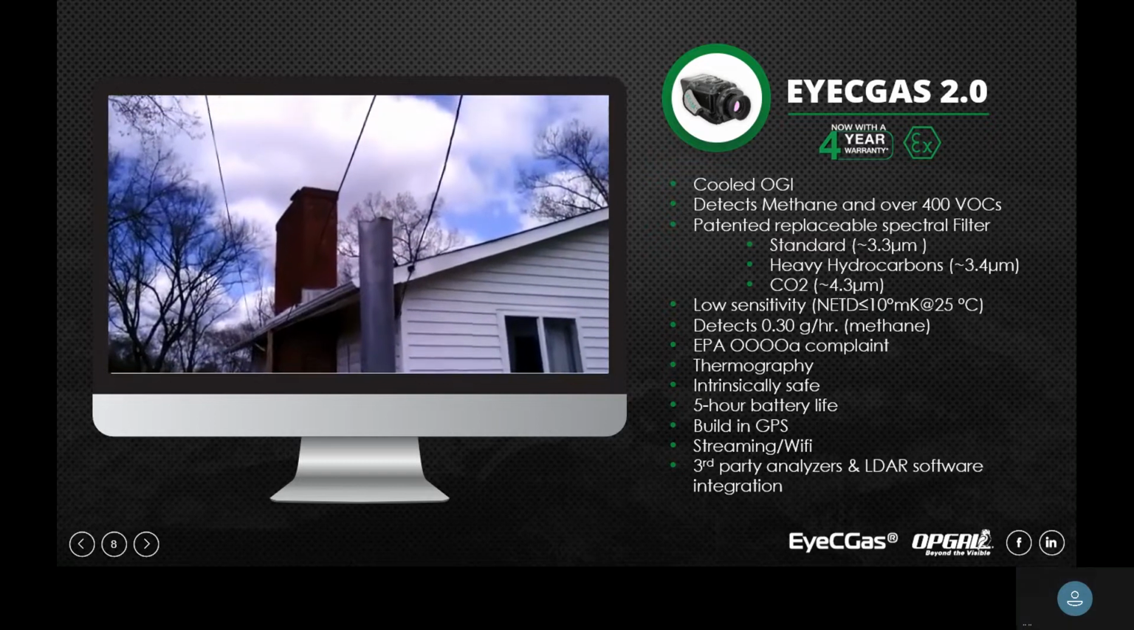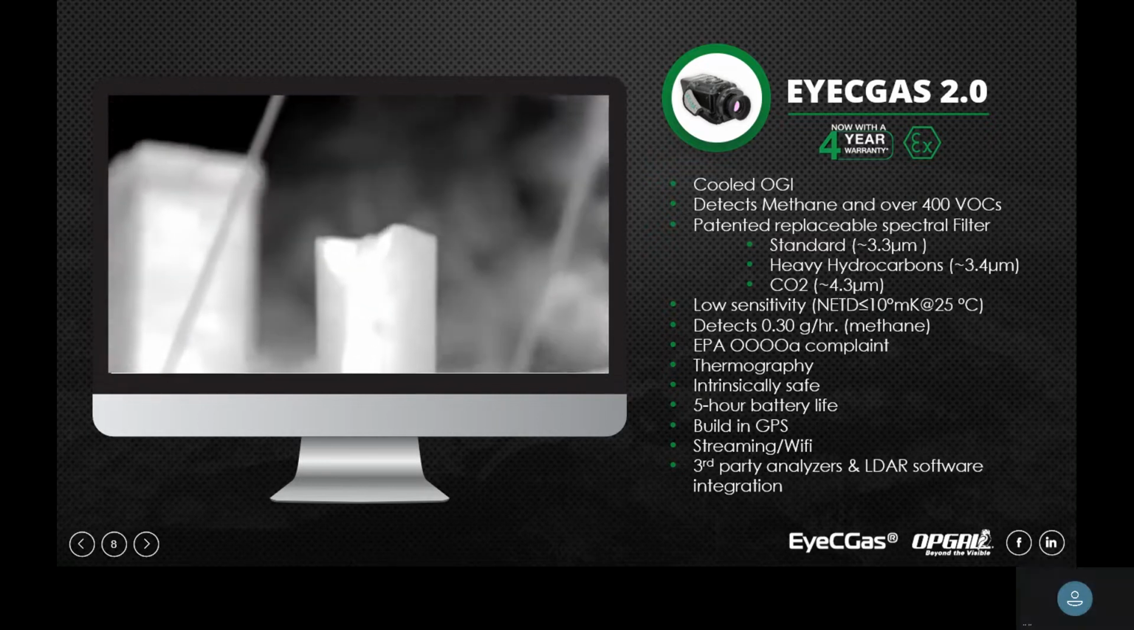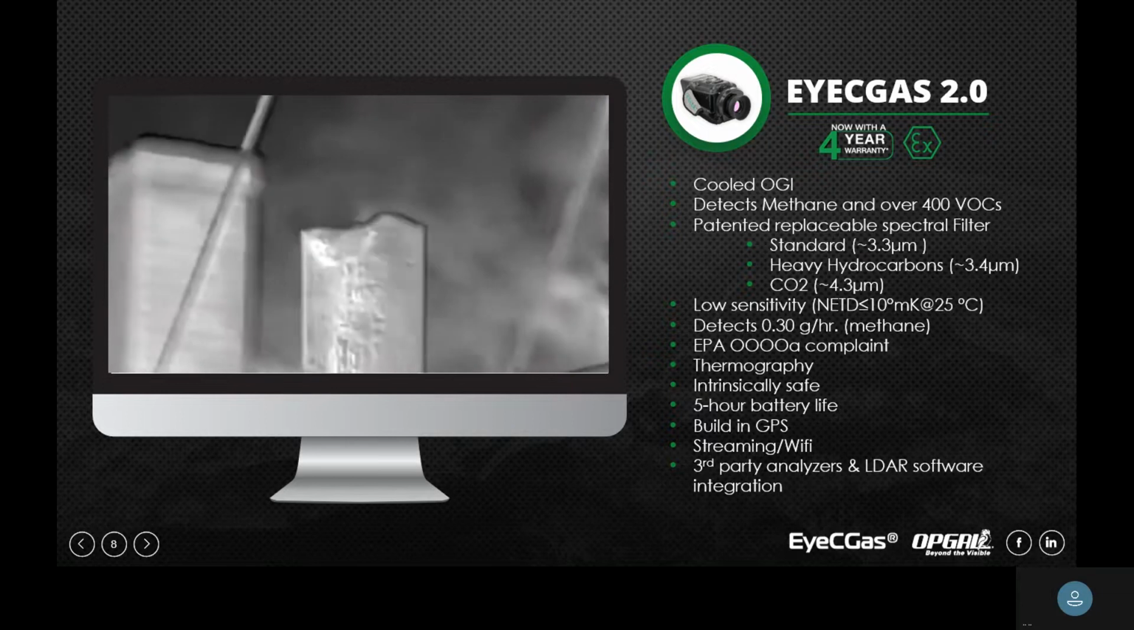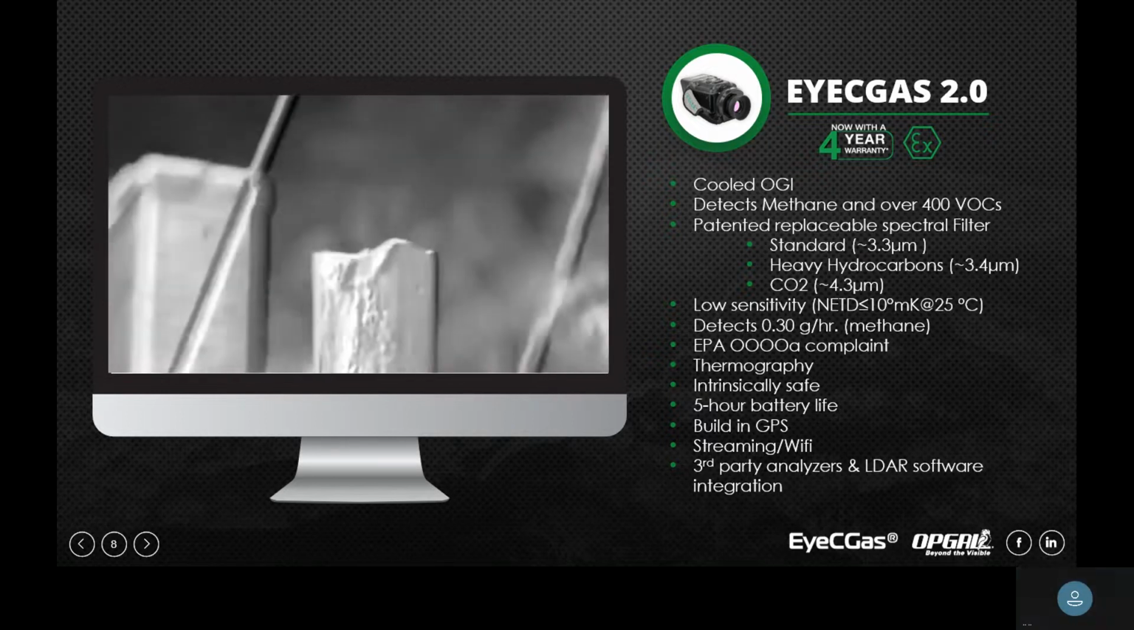Over here, this is second you see leaking methane.